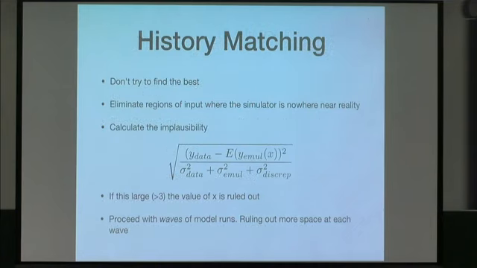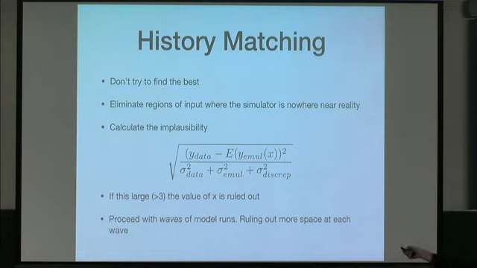So what's an alternative? Well, an alternative is something that goes by the name of history matching, where we don't try to find the best inputs. Finding the best inputs is really hard. So what we try to do is to find really bad inputs, and that's quite easy to do. So we find where the inputs are bad, where the simulator is nowhere near reality, and we chop all those regions out, and hopefully when we've finished we've got a region where the simulator is good. We won't find the best, but we'll find regions where it's good.